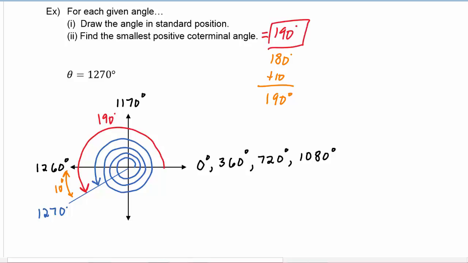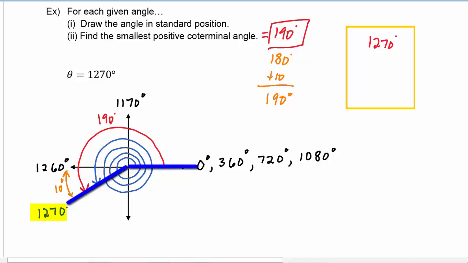Now another way you could have determined it is to take the ending angle, 1,270, and from there back up to the previous angle that would be coterminal at the initial point, which is 1080. So subtract 1080, and if we do that subtraction, we also get 190 degrees.